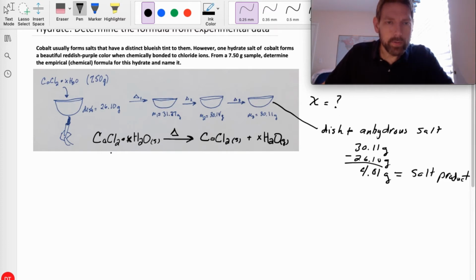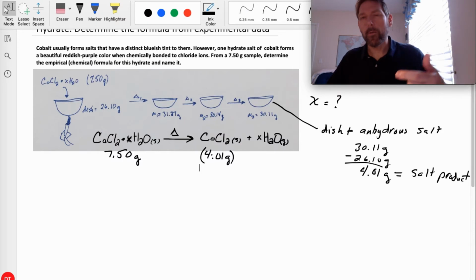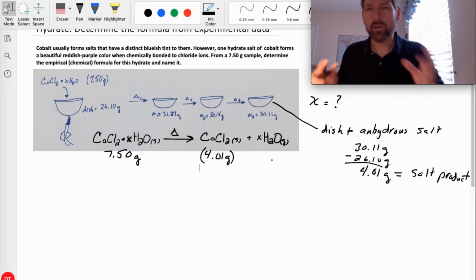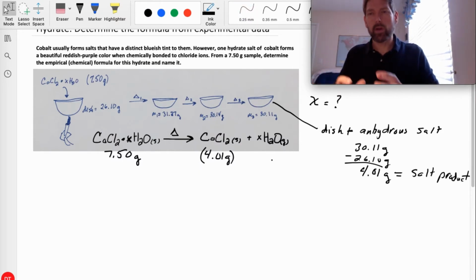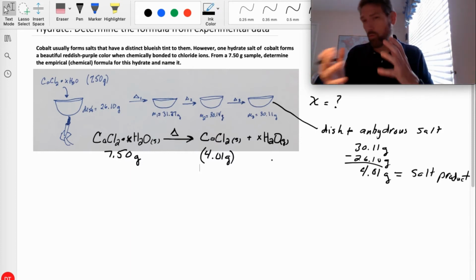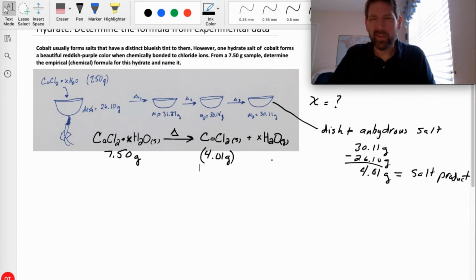So we started off with 7.50 grams of our hydrate. According to this, we have 4.01 grams of this. We have calculated this out. I'll just put it in parentheses to show that this happened as the reaction. So a lot of times I'll use parentheses to separate what we know versus what we're discovering. If you have some sort of organized way of doing that, I think it really helps.